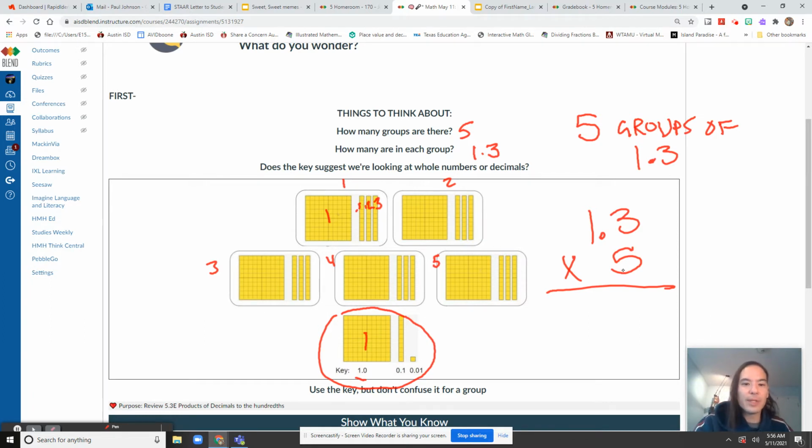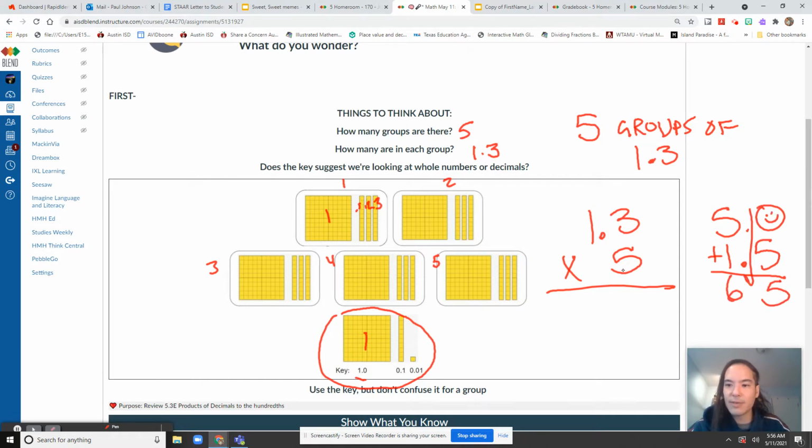Of course, if we count these up, 1, 2, 3, 4, 5, we have 5 wholes, and then 3, 6, 9, 12, 15, 15 tenths. So if we're going to add 5 wholes, and then we're going to add 15 tenths. Remember, 15 tenths is the same thing as 1 and 5/10. If we added all that together, we should get 6 and 5/10.